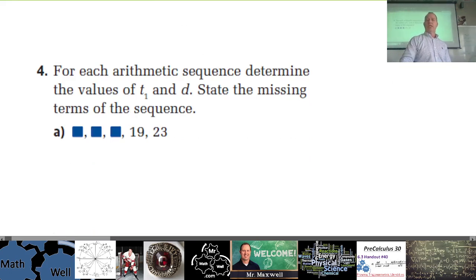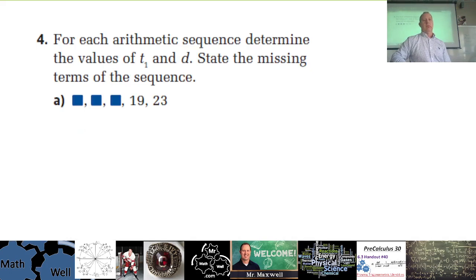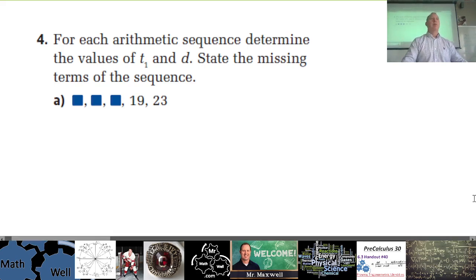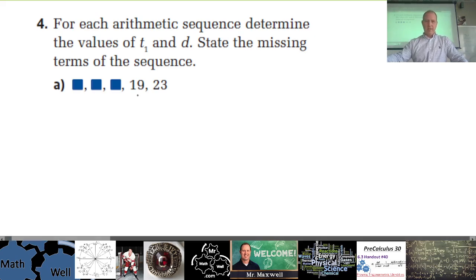Number 4 says, for each arithmetic sequence, determine the values of T1 and D. Okay, state the missing terms of the sequence. So I'll let you just jot that one down, and you might have an idea of how we want to attack that. All right, so what can I figure out first, given what I'm given? What do you think I could figure out first? Difference, right. So where do I find the difference here? What do I do? You add whatever number to get 23.